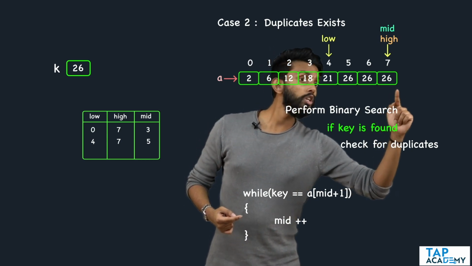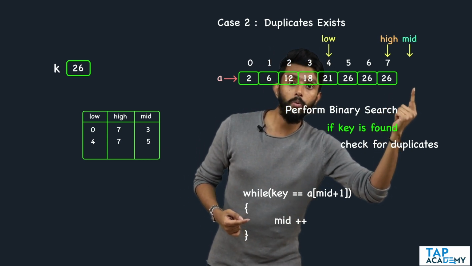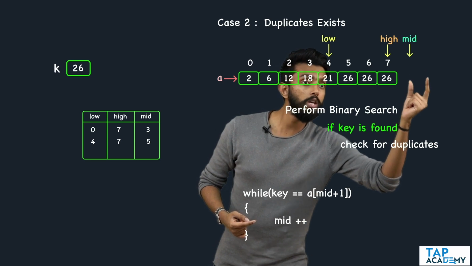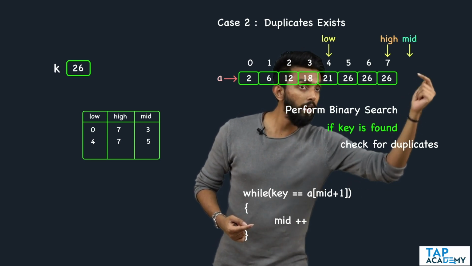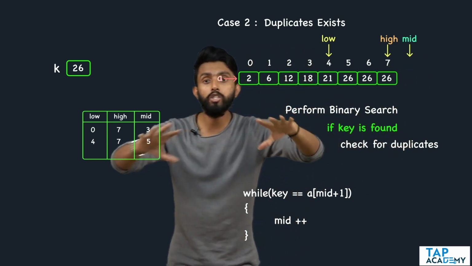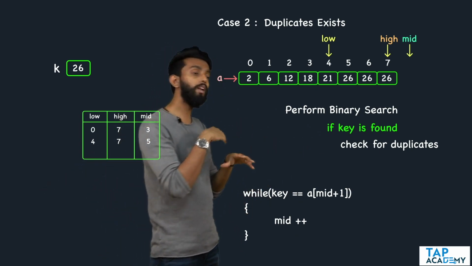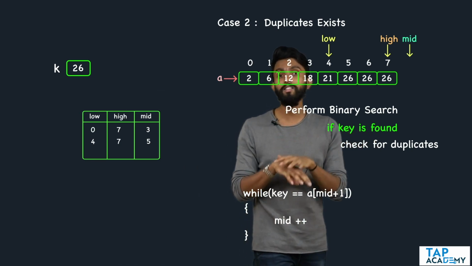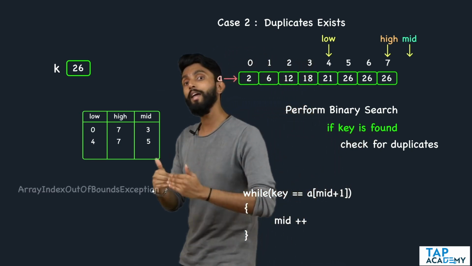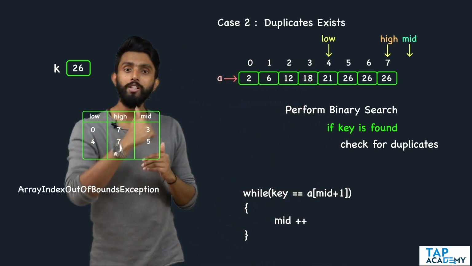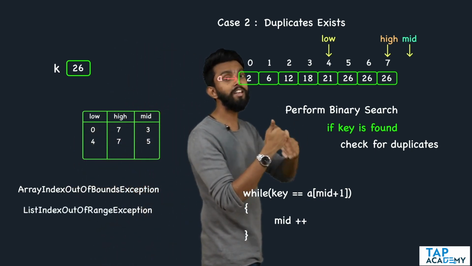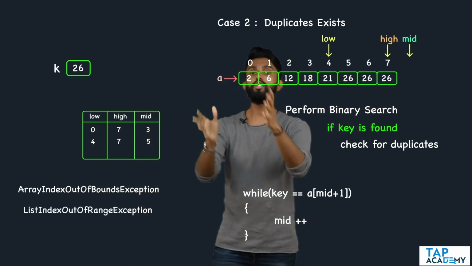And now if I check whether the next element is also equal to the same, then I will go outside the boundary of the array. And I will be trying to access an index which does not exist. And whenever you try to access an index of an element that does not exist, you will get array index out of bounds exception, or list index out of range exception in the case of Python.